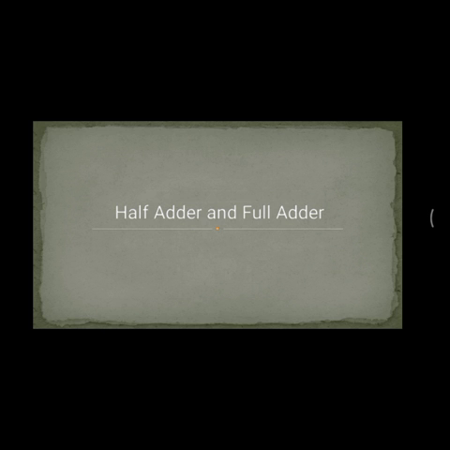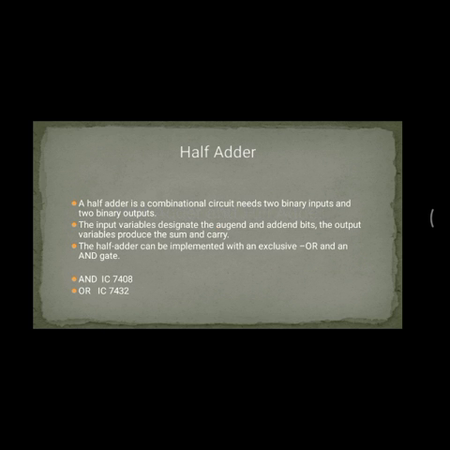Next we are going to see about the full adder and half adder. First we are going to see about the half adder. The half adder is a combinational circuit that needs two binary inputs and gives two binary outputs. The input variables designate the augend and addend bits. The output variables produce the sum and carry. The half adder can be implemented with an exclusive OR and an AND gate, and ICs 7408 and 7432.